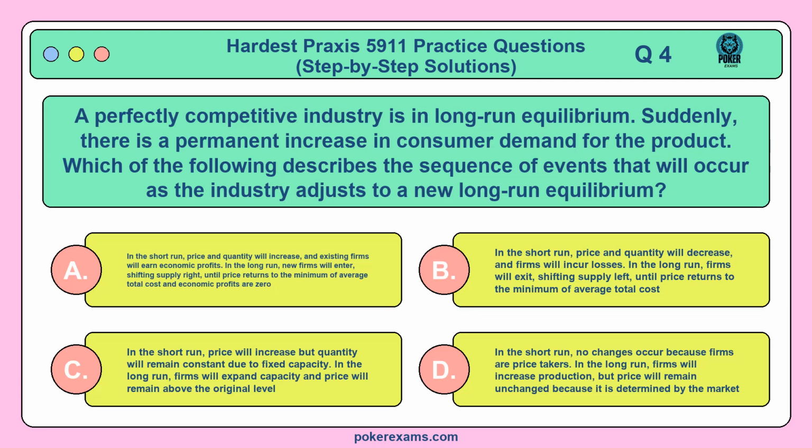Question 4. A perfectly competitive industry is in long-run equilibrium. Suddenly, there is a permanent increase in consumer demand for the product. Which of the following describes the sequence of events that will occur as the industry adjusts to a new long-run equilibrium?